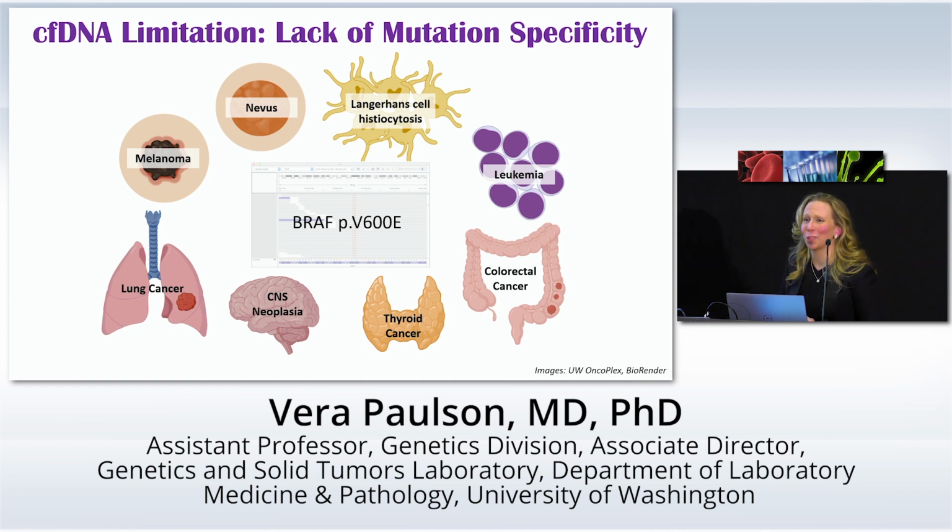Identifying a mutation also lacks specificity. I told you at the beginning of this, BRAF V600E is found in everything from benign nevi, Langerhans cell histiocytosis, brain tumors, colorectal cancer, lung cancer, thyroid cancer, etc., right? So finding this mutation doesn't tell me where the tumor is. And it doesn't even help me select therapy because some of these indications don't respond to the vemurafenib drug for BRAF.